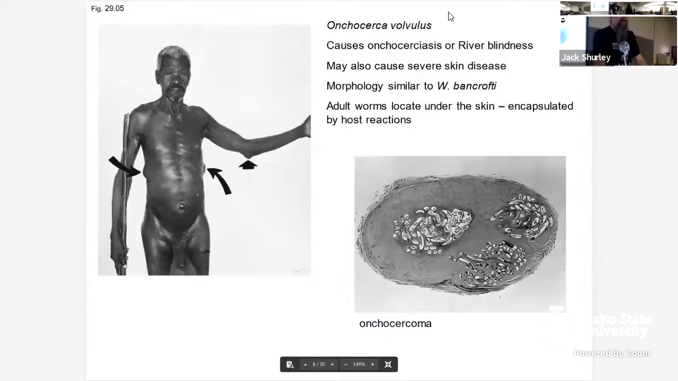So I'm not going to go through any other details or show you any other slides with this. This is out of a parasitology textbook. So stop sharing that and go back here.